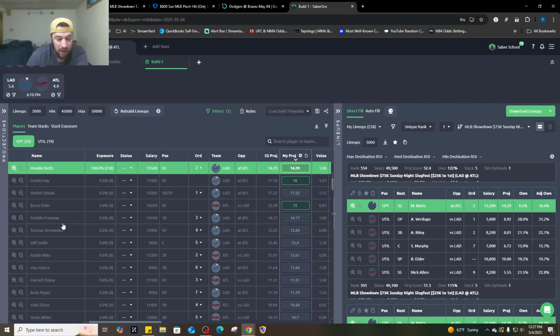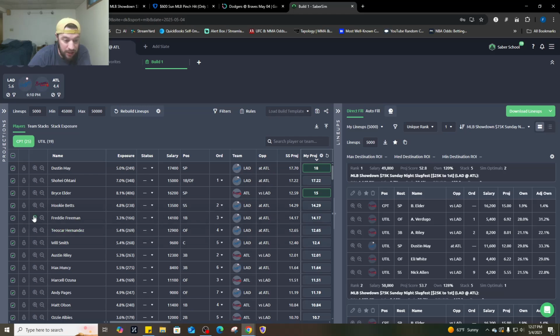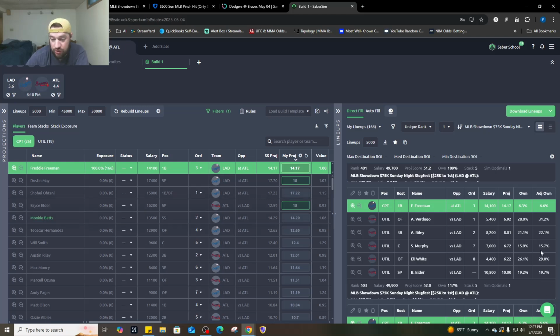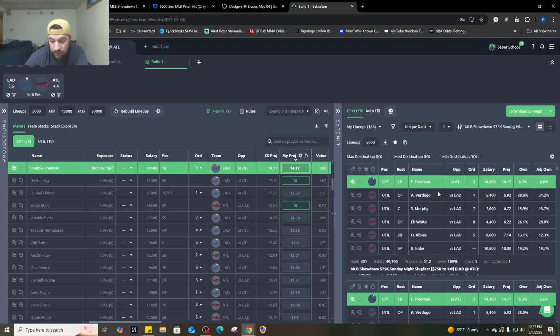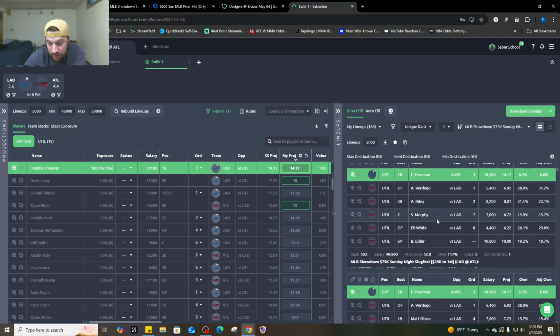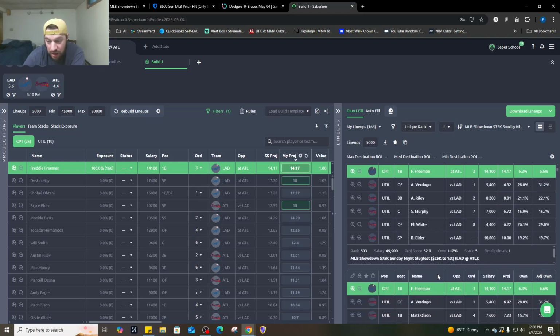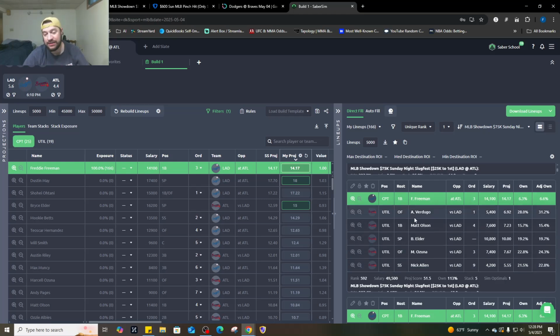And then if we kind of go away from that and we look at, let's do a Freddie Freeman because he's got great numbers here. He's got a great matchup. I love the matchup for him. I think he'll go under-owned as your captain spot. Freeman, Verdugo, Murphy, Eli White, Bryce Elder, you got your pitcher there. Albies. I don't mind that lineup either. These are lineups that I'll like. So there you go. That is the DraftKings side.